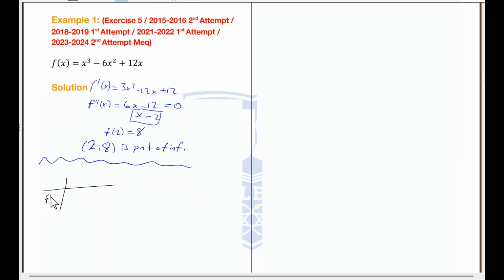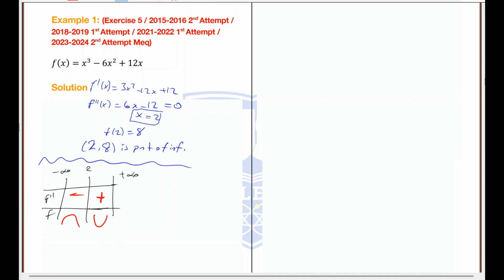Okay, f double prime, f from negative infinity till point of inflection, which is 2, to positive infinity. So when you pick a number more than 2, like 3, put it back in the second derivative. 6 times 3, 18. 18 minus 12, 6, which is positive. When you pick a number less than 2, like 1, put it back, it's going to be negative 6, so negative. Negative means function is convex, opening down. Positive means function is concave, opening up.